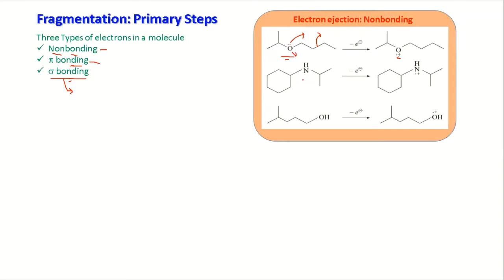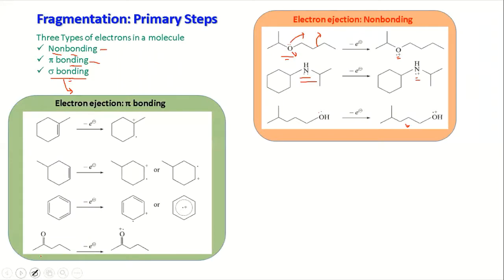The second is the amine. You also have non-bonding electrons on nitrogen, so you will have this one. You have an alcohol here too. So you have non-bonding electrons, and you will have this one. This is the general ejection of electrons.